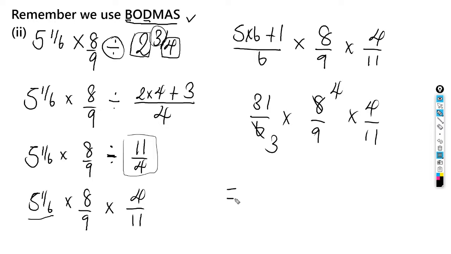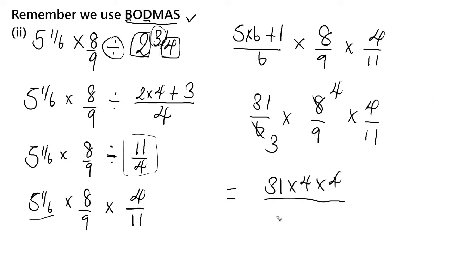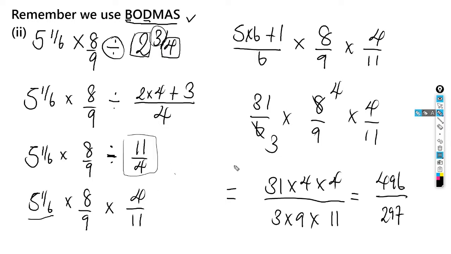Can this break down anymore? We can't really break anything down anymore. So we're going to end up with 31 times 4 times 4 over 3 times 9 times 11. So we're going to end up with 496 over 297, and this is the answer.